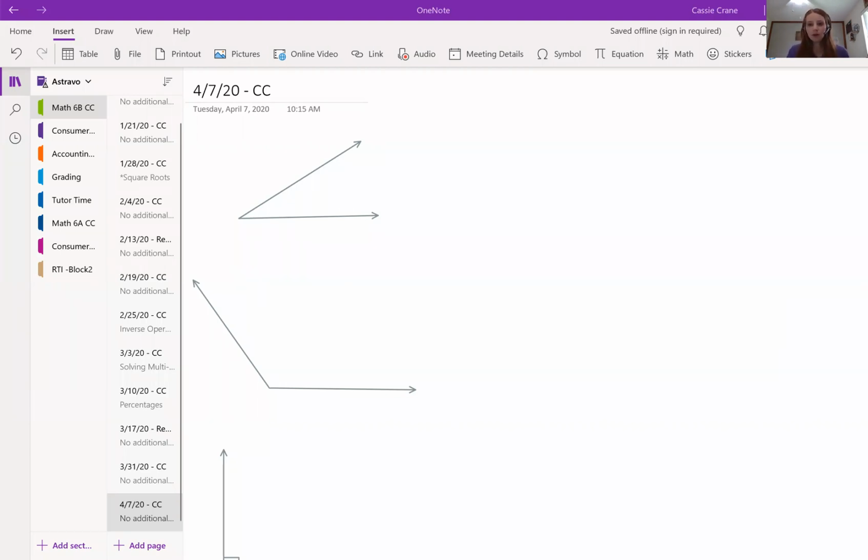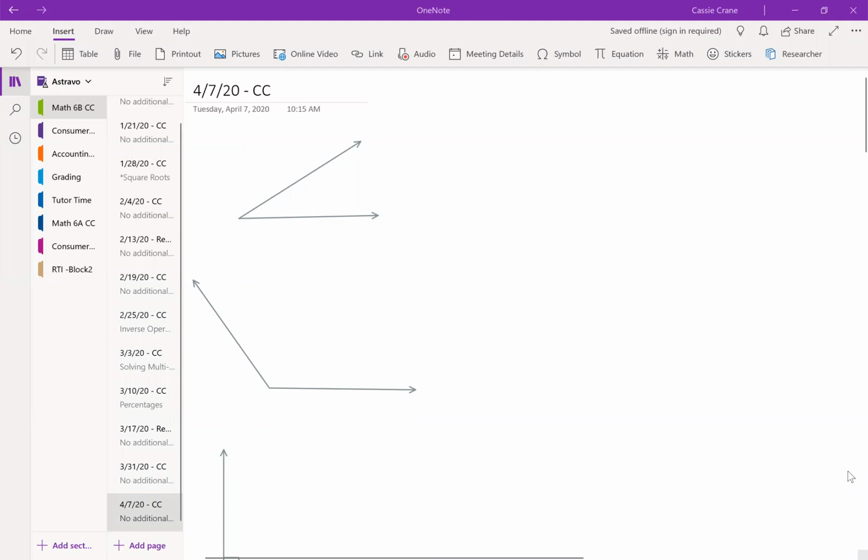Okay, so we're still in our geometry module, and today we're looking at triangles. Last week we talked about angles and their relationships, so we're going to review that a little bit because triangles and angles go hand in hand, so we're going to be combining that today.